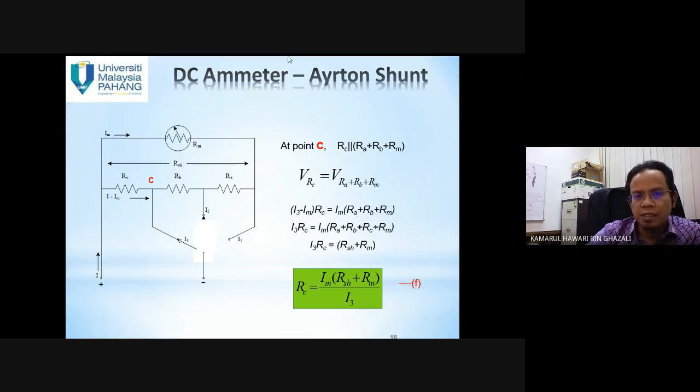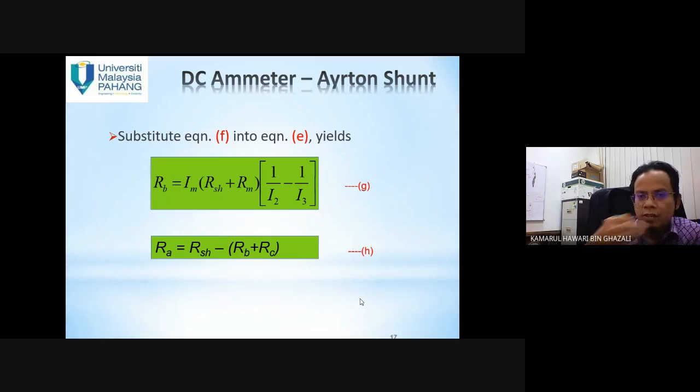At point C, you will get the equation RC equals Im multiplied by (Rsh plus Rm) divided by I3. So this is derived from the circuit. Finally, you substitute equation F into E, and you will get RB, and also you can get the formula of the equation of RA.